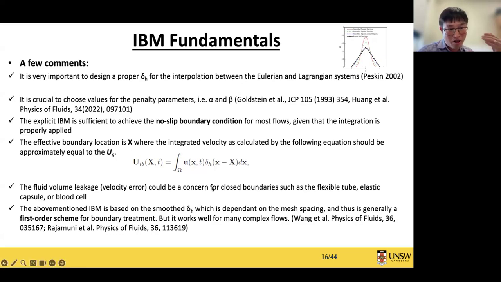And the above mentioned IBM is based on the smooth delta function, which is dependent on the mesh spacing and thus generally just first order accuracy. But it works well for many compressible flows, and we applied it to acoustics generated by flapping vanes, supersonic flows, and turbulent flows.